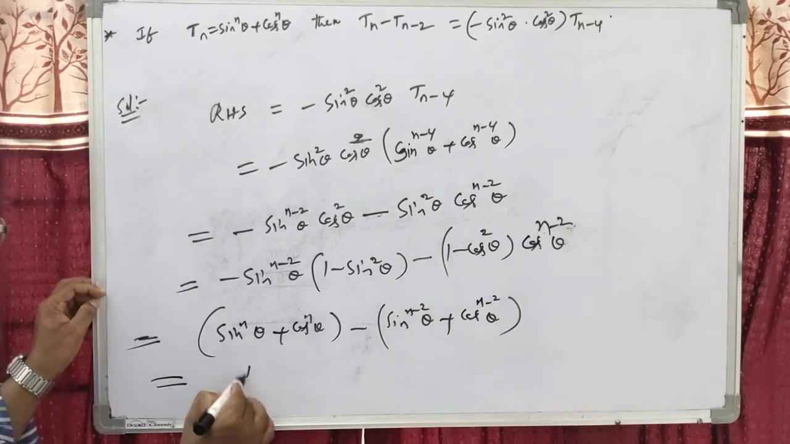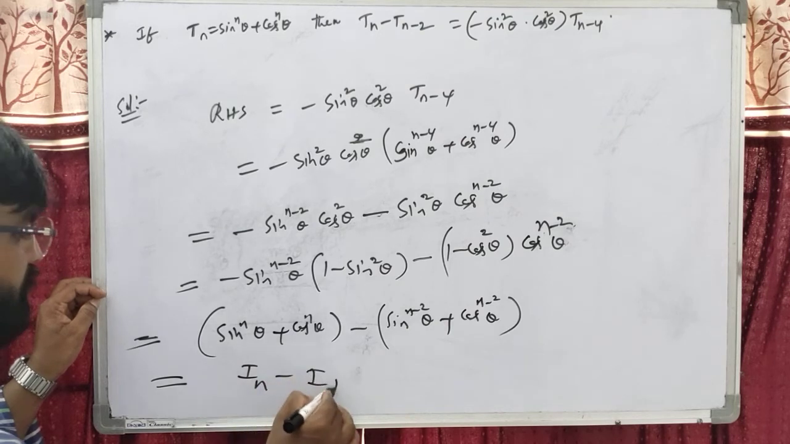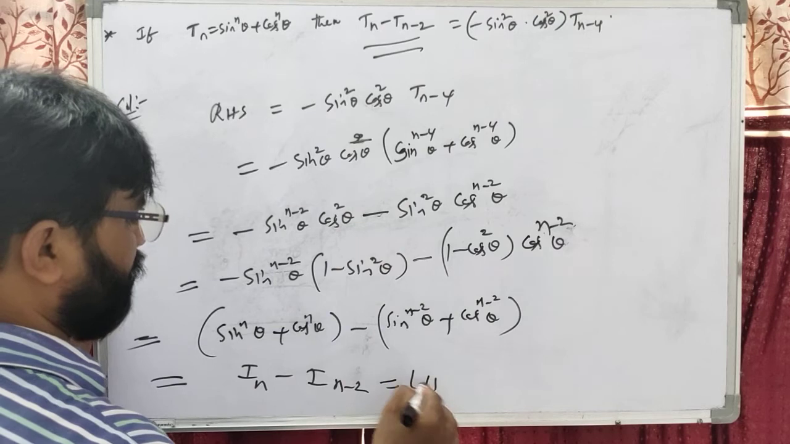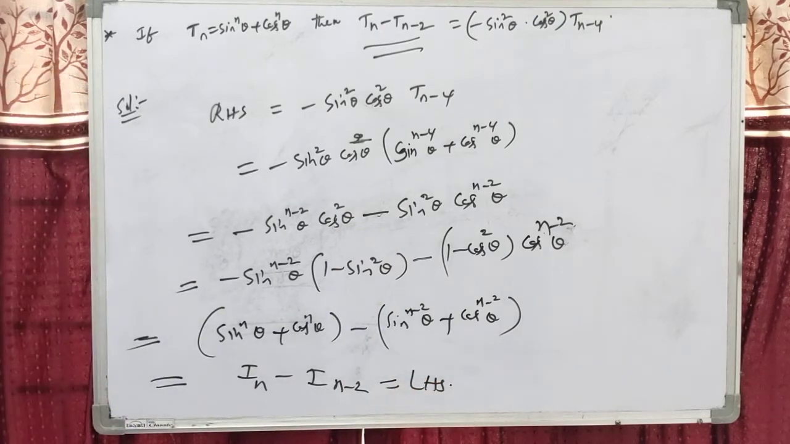Dear students, this is I n minus 2, which is the LHS. I n minus 2 we can write as minus sin square theta cos square theta into I n minus 4.